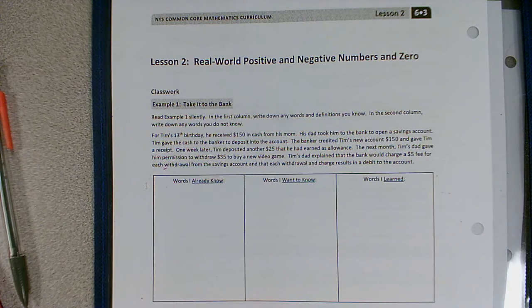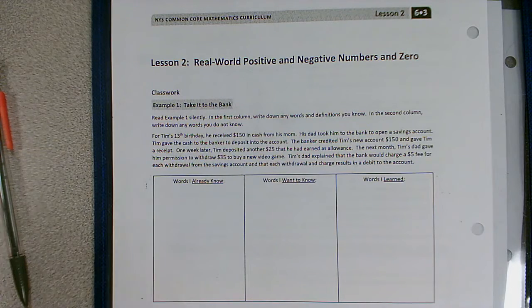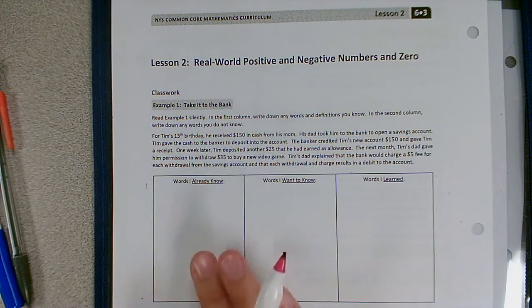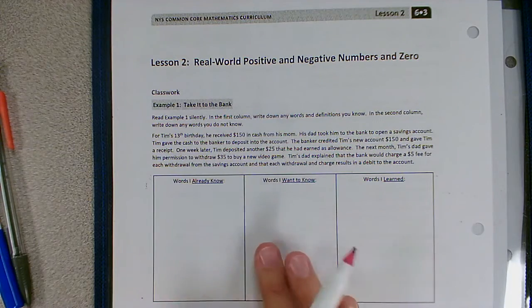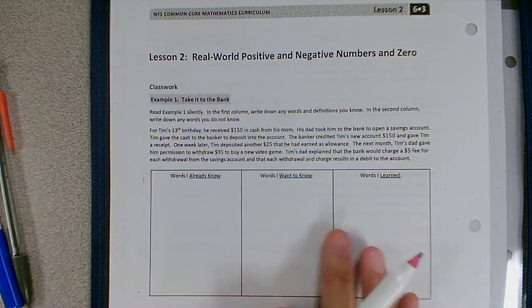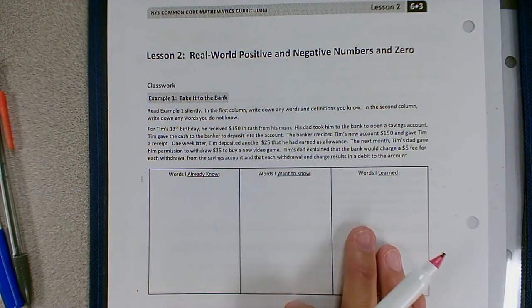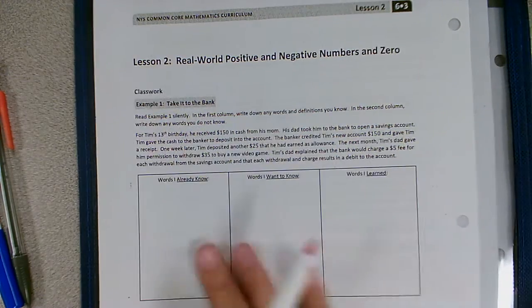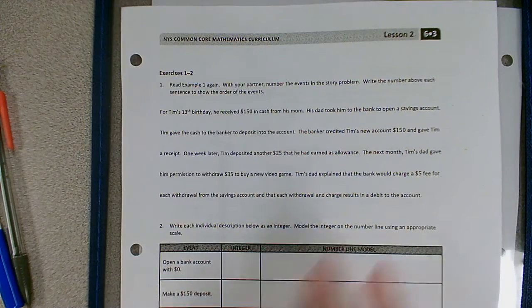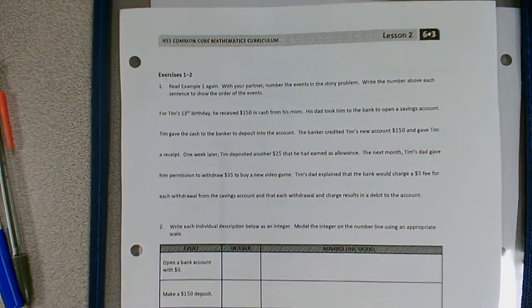We are continuing on with looking at our positive and negative numbers on a number line. Today we're going to look at some real world positive and negative numbers. The first page of our guided practice has this word problem. If you want to read it to yourself and write down any words that you already know, words that you're not quite sure about, and look up the answers or write down the words that you've learned during our lesson today, you can, but I'm not going to be using this side of the page. The next page has that same story problem, and we're going to use this one to talk about it.